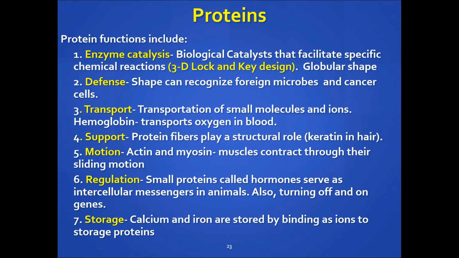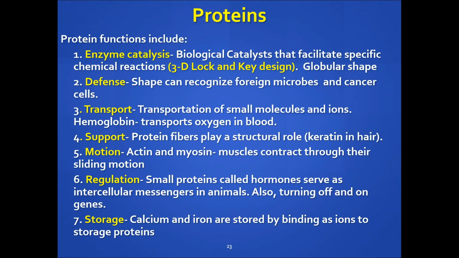Defense, this would be part of your immune system. Different molecules that are involved in helping fight off infectious diseases are going to be protein-based. Transport, in this case, hemoglobin is used as an example. Hemoglobin is found inside the blood. This is what carries oxygen and carbon dioxide around throughout the circulatory system. Support, this could be structures in your hair or your nails, such as keratin, that helps give support. We'll also talk about some protein fibers that are found inside the cell itself that are part of the cytoskeleton.